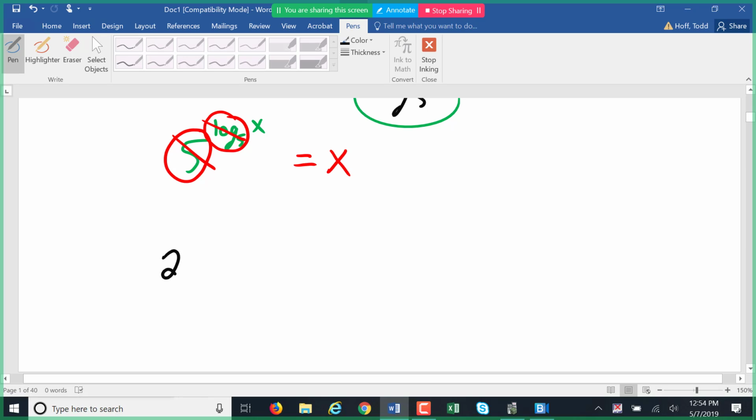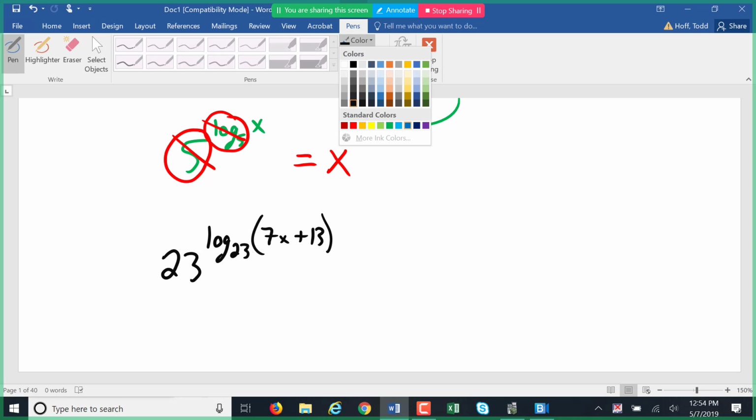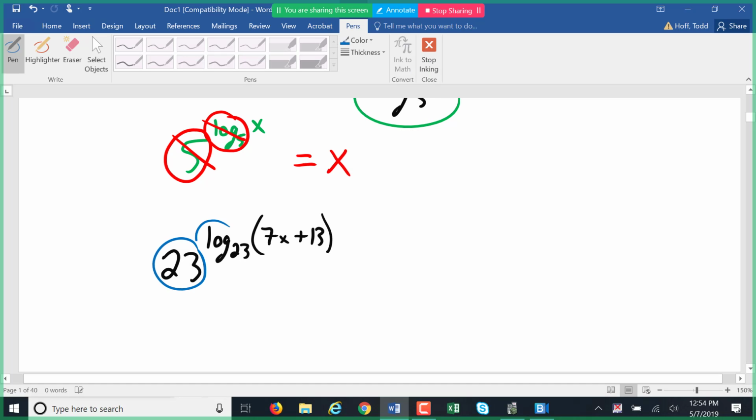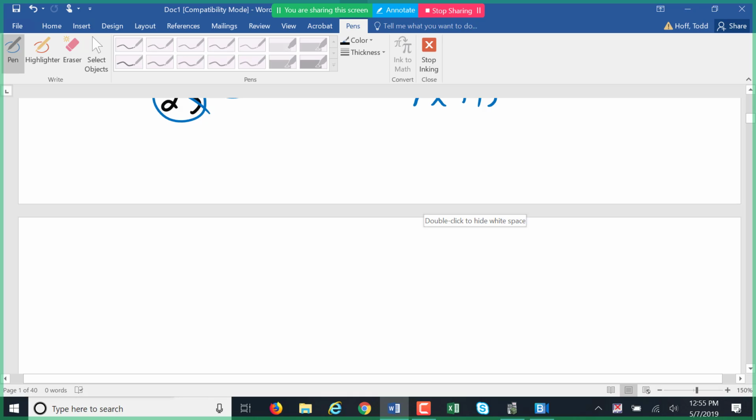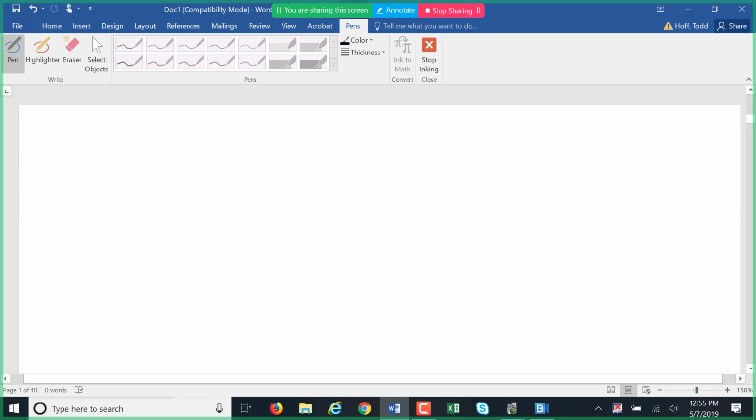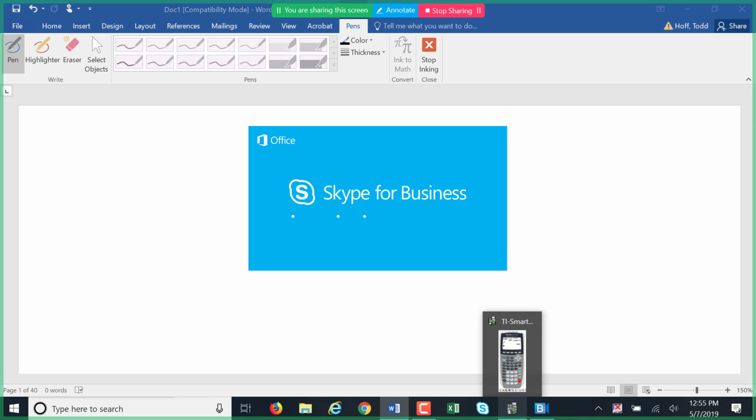I might have 23 to the power of log base 23 of 7x plus 13. The 23 and the log base 23 will cancel out. And again, that is just 7x plus 13. I'd have you practice some of those in your notes, but it's really just pretty simple, rewriting whatever that power is.